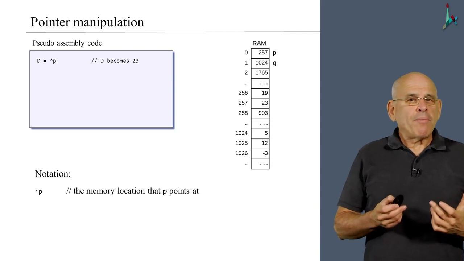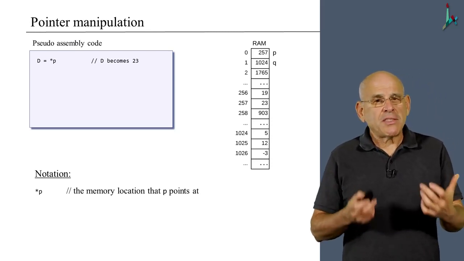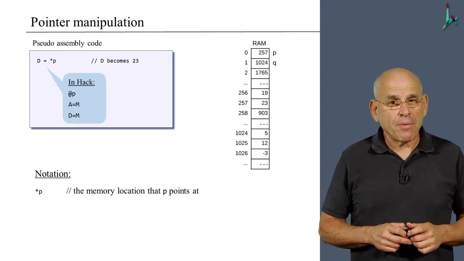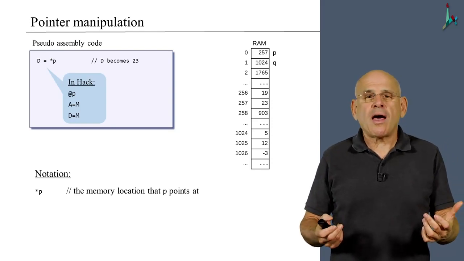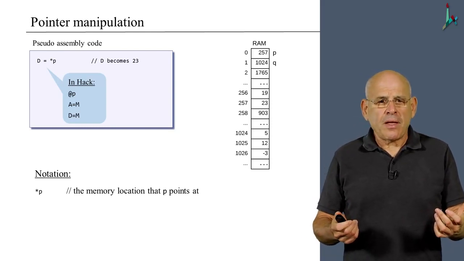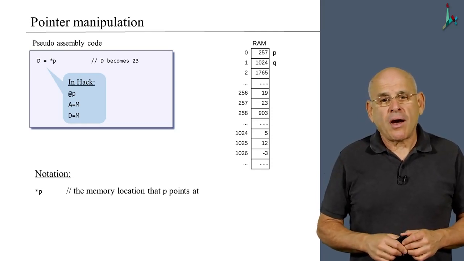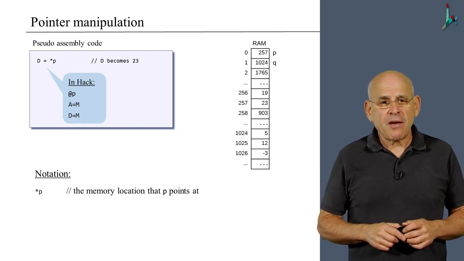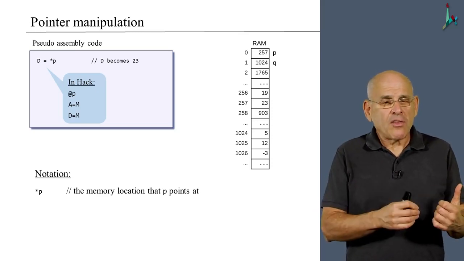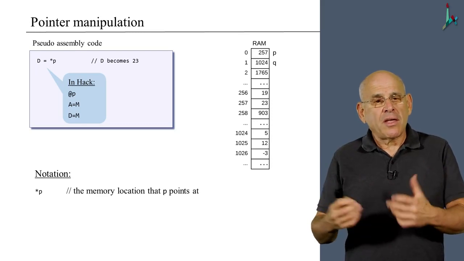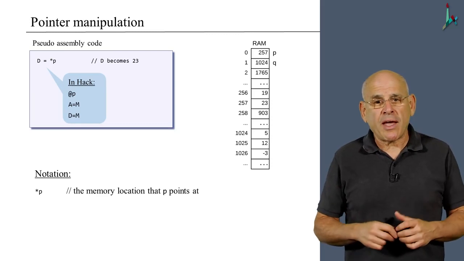Now, if we have to implement this thing in, let's say, Hack, then here are the 3 statements that will make it happen. We start with @P, and by doing this, it's essentially the same as @0, because P and 0 are the same thing in our assumption here. And then we say A equals M. This will cause A to become the contents of the selected memory register, which is register number 0, and therefore A will now contain 257.